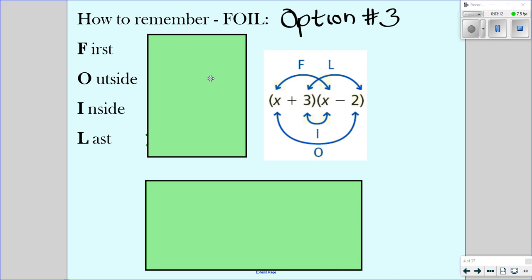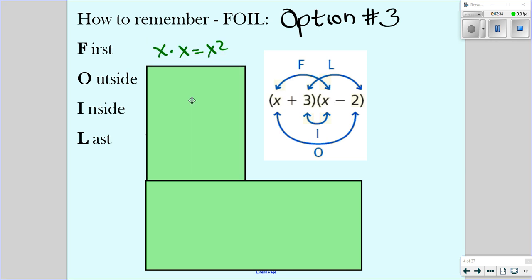You may have remembered FOIL from middle school. If not, this is the first time you'll be hearing it. FOIL is first, outside, inside, last. And when it comes to doing that with multiplying binomials, you take the first element. So the first in the first parentheses is x, same thing with the other one. So it's x and x, so x squared. Then you take the outside terms.